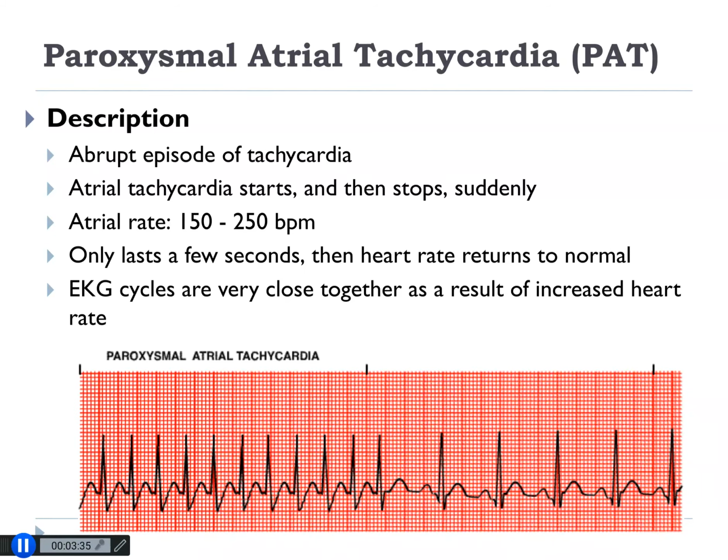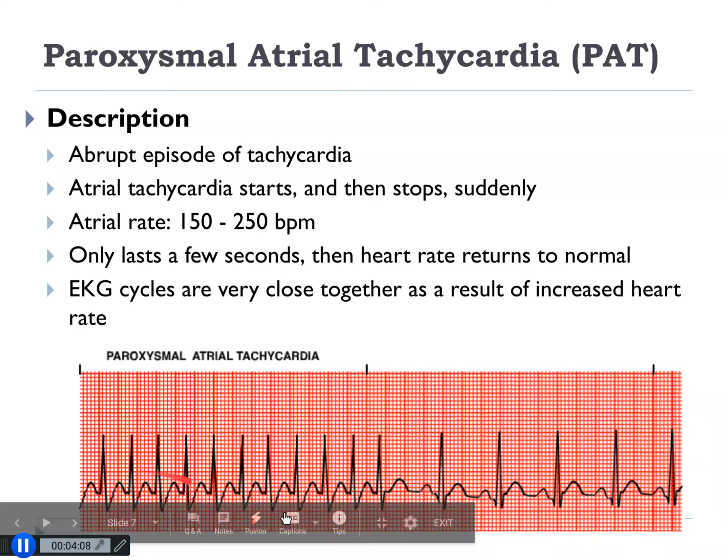Paroxysmal just means that it comes and goes abruptly, often without a known cause. So it's an abrupt episode of tachycardia that typically just starts and then stops suddenly. And the atrial rate is going to be 150 to 250 beats per minute, so we're getting into a faster zone than your typical sinus tach. It typically only lasts a few seconds, and then the heart rate returns to normal. And of course the EKG cycles are going to be very close together because they're coming so fast. And then here you can see that the PAT broke and it returned to a nice normal rhythm.